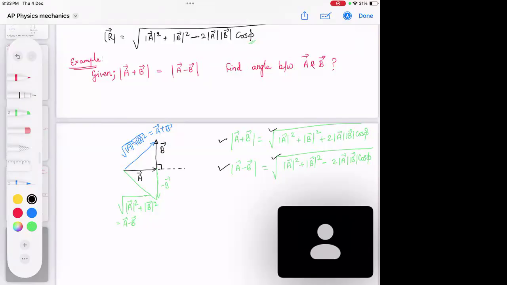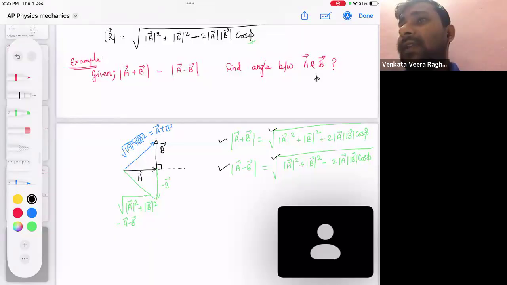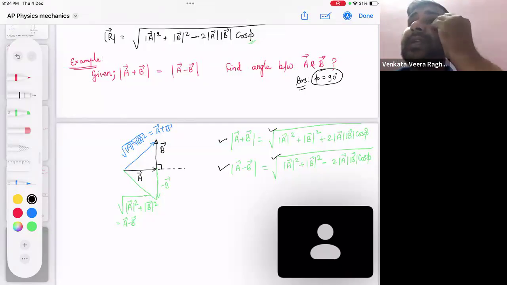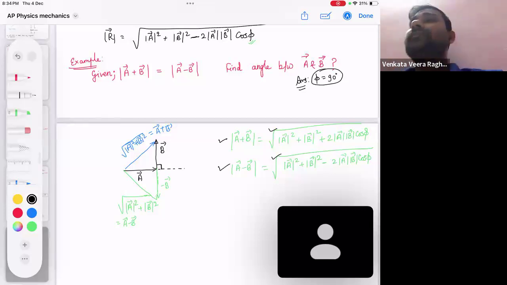So that's why phi, or theta, should be equal to what? 90 degrees. That will be our answer. Understood? So if two vectors are there, and their vector addition and vector subtraction give us the same magnitude, that is only possible if these two vectors are what? Perpendicular to each other. Is that clear?